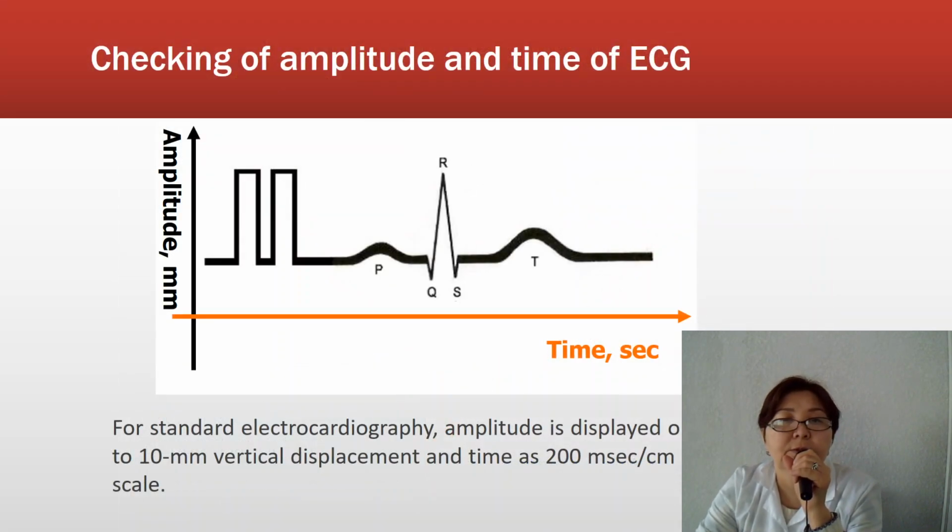Checking of amplitude and time of ECG. For standard electrocardiography, amplitude is displayed on a scale of 1 mV to 10 mm vertical displacement and time as 200 milliseconds per centimeter on the horizontal scale.